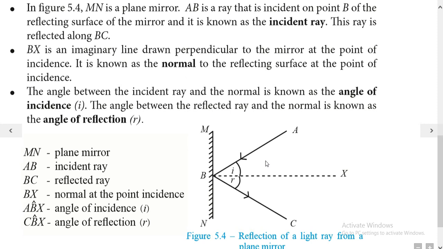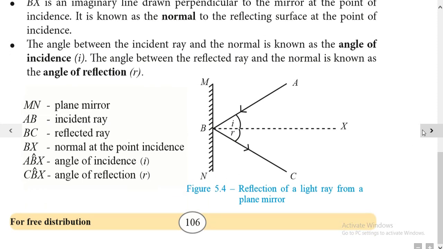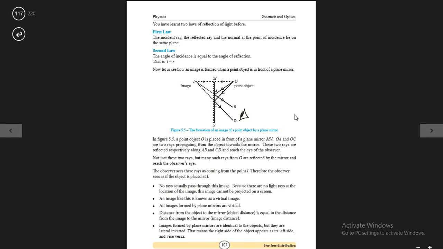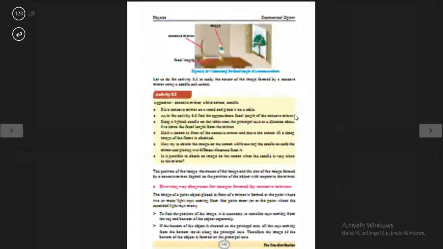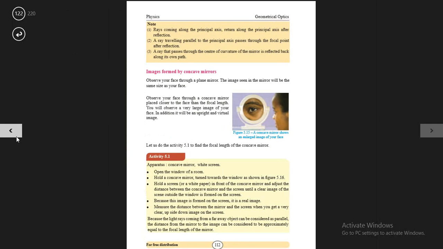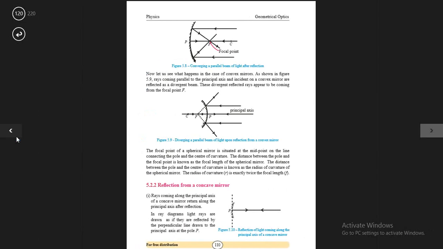These are the terms we identify for the reflection of light rays through plane mirrors. Then we go to the next part, the laws of reflection.